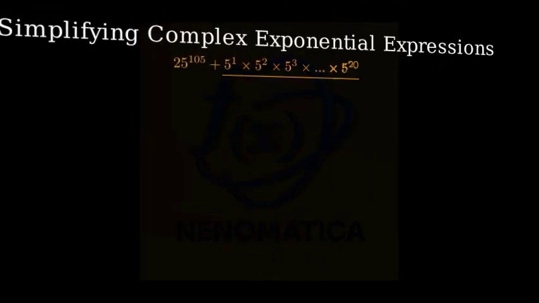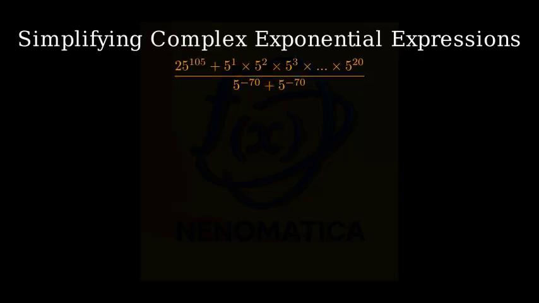Let's examine the following expression. We want to simplify the fraction. 25 to the power of 105 plus 5 to the power of 1 times 5 to the power of 2 times 5 to the power of 3, and so on, up to 5 to the power of 20, all of this divided by 5 to the power of negative 70 plus 5 to the power of negative 70.